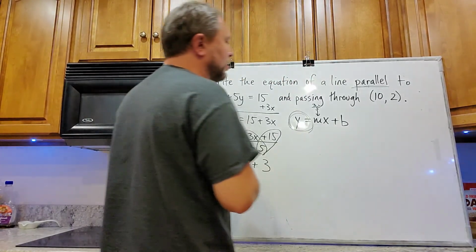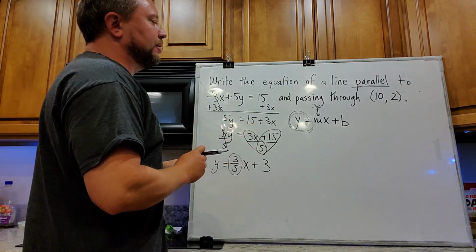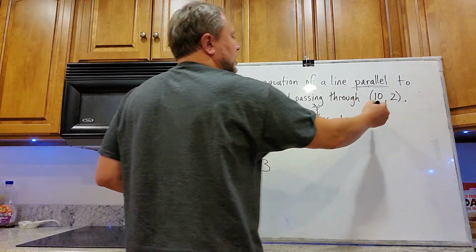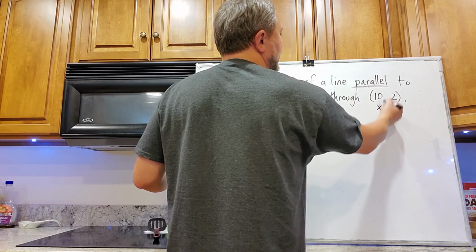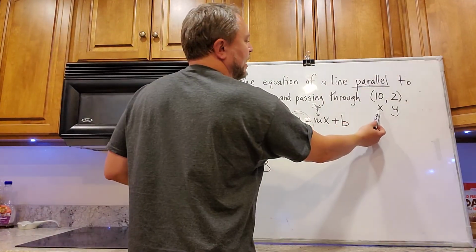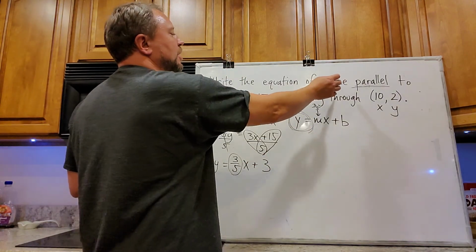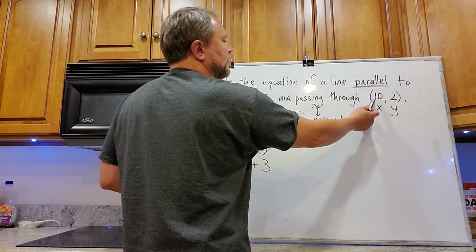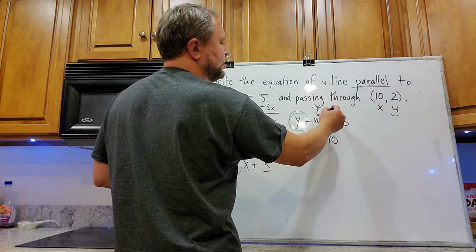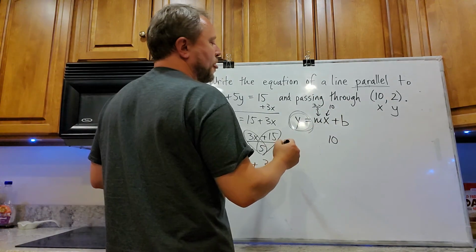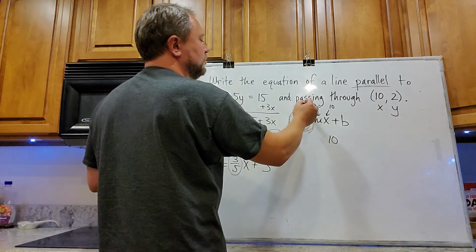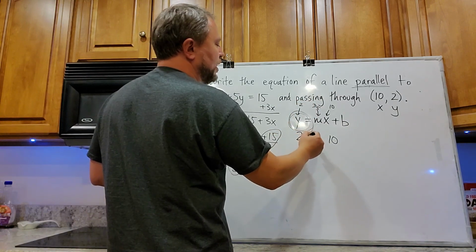And then I can do a little bit more substituting. Here's the point I wanted it to pass through. On my coordinates, this is my x coordinate, this is my y coordinate, right? So the equation that I'm going to make will pass through x at 10. So I'm going to put a 10 in for the x here, and I'm going to plug in the 2 for the y. So the problem now looks like this.